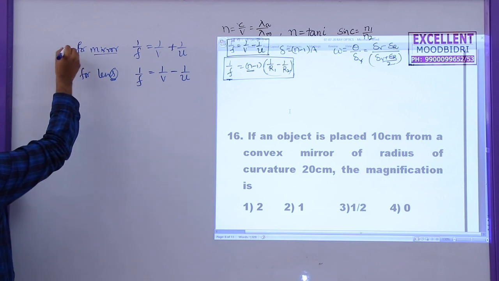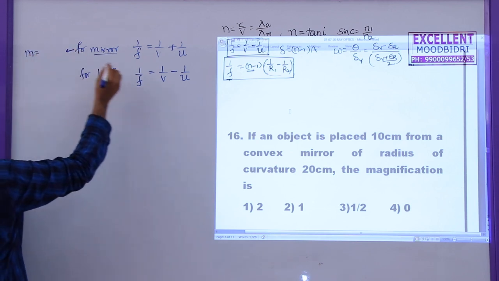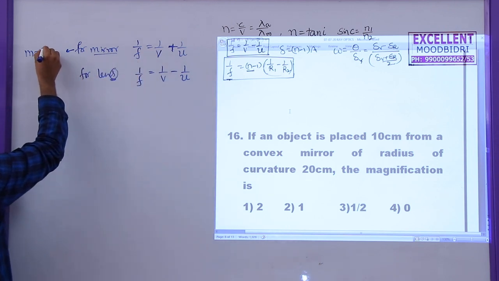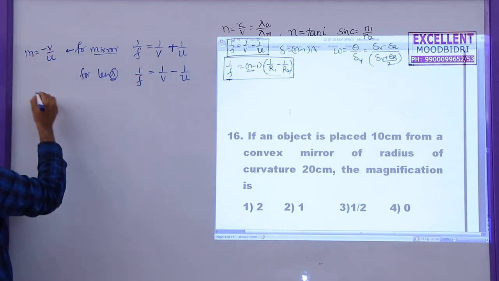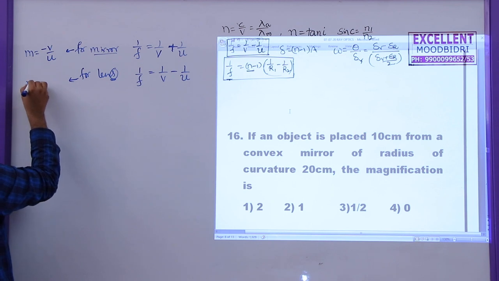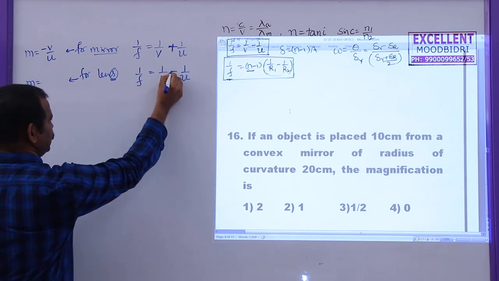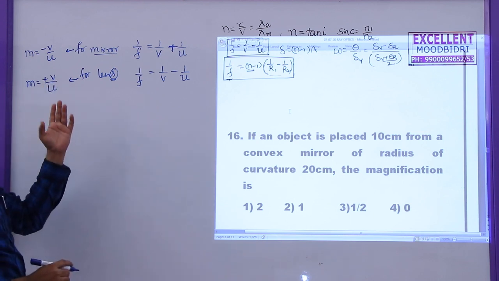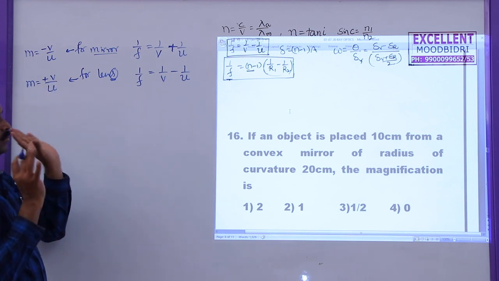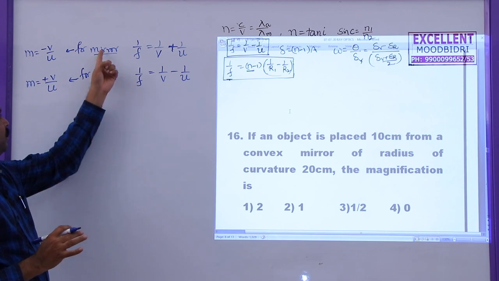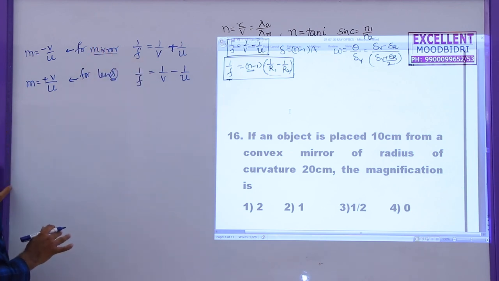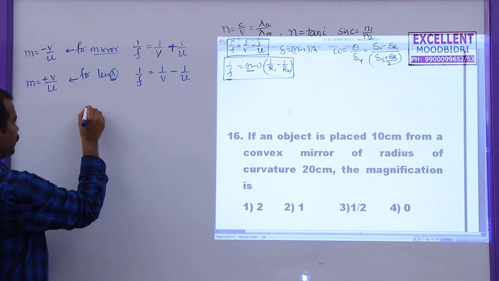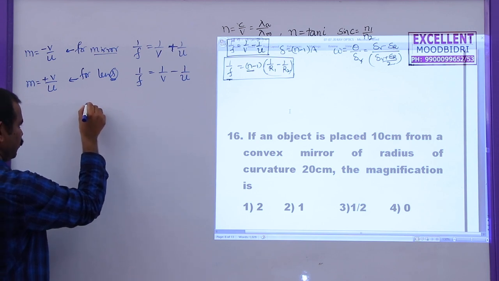Similarly, for a mirror, the magnification is given by, as it is positive here, shortcut M is equal to minus V by U, and for a lens, magnification, as it is negative here, is plus V by U. So there is no relation between this and this, but to remember this one, you can use this method.